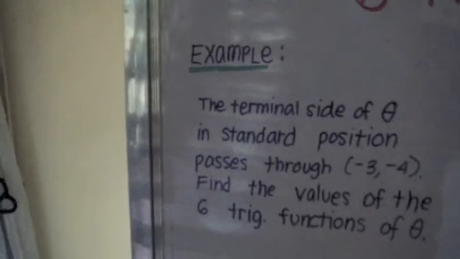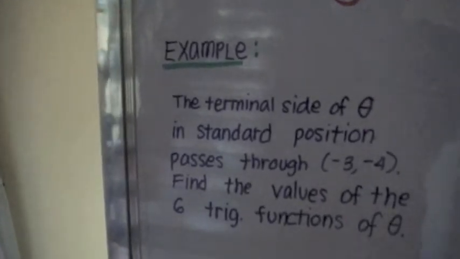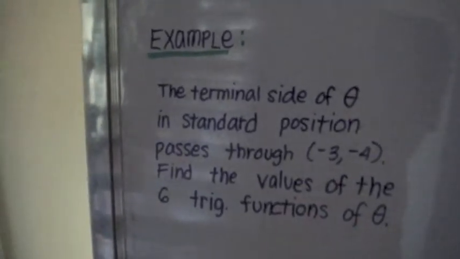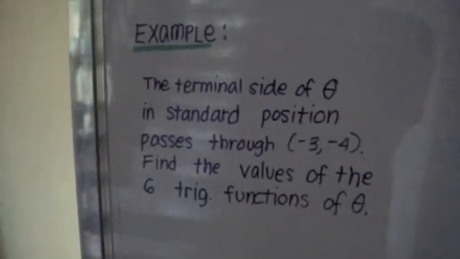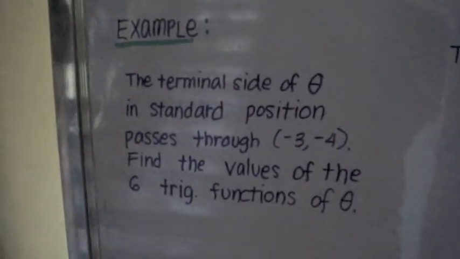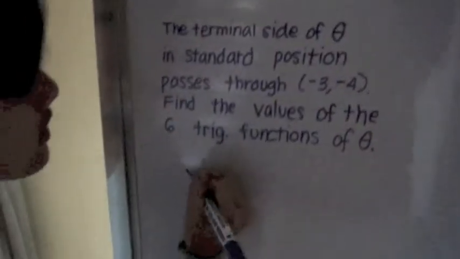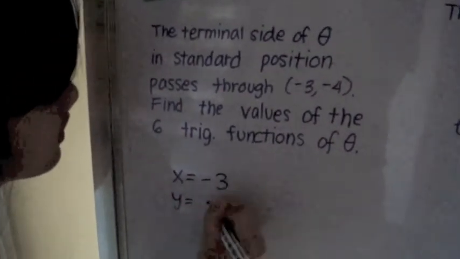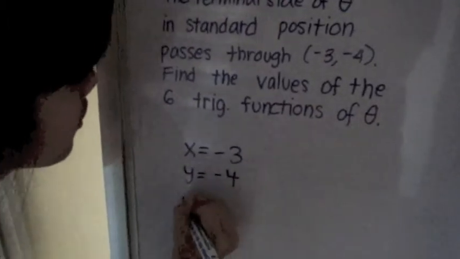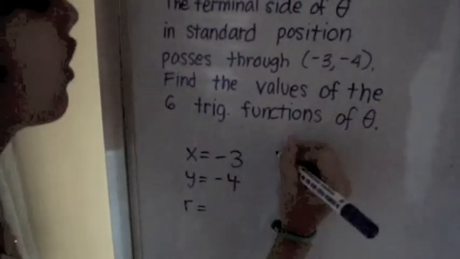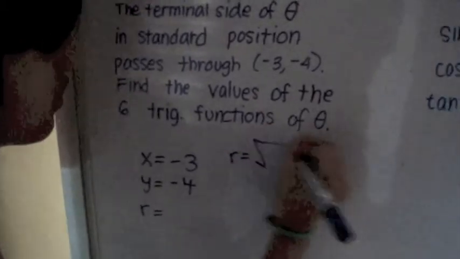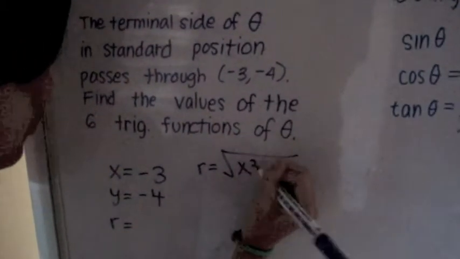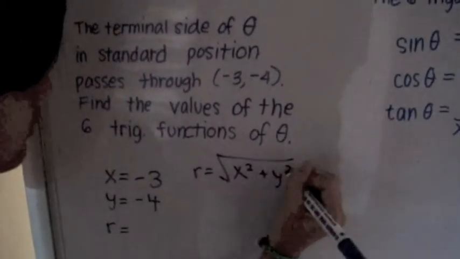The terminal side of theta in standard position passes through (-3, -4). Find the values of the 6 trigonometric functions of theta. So x equals -3 and y equals -4. So you have to get r. r equals the square root of x squared plus y squared.